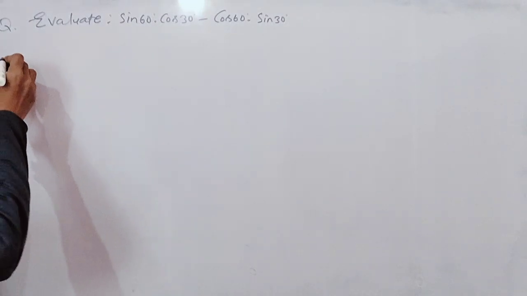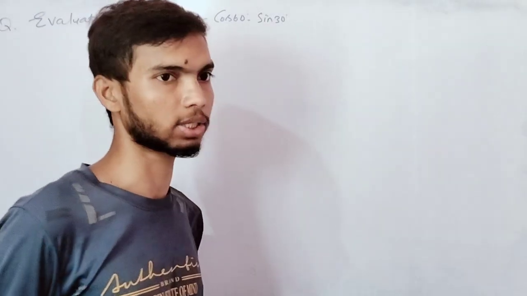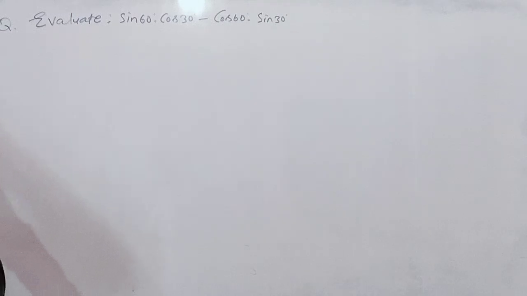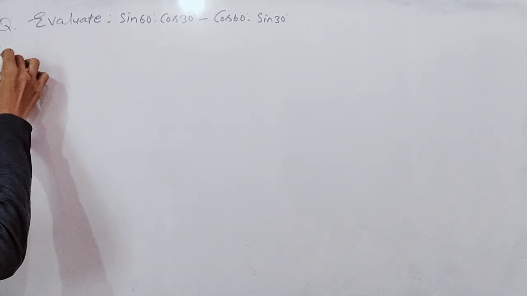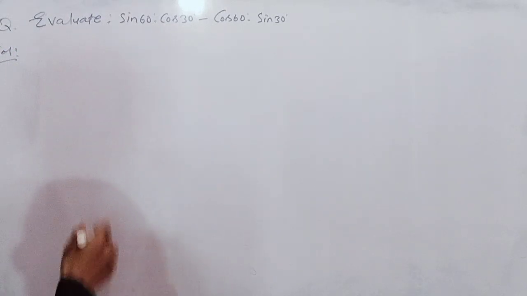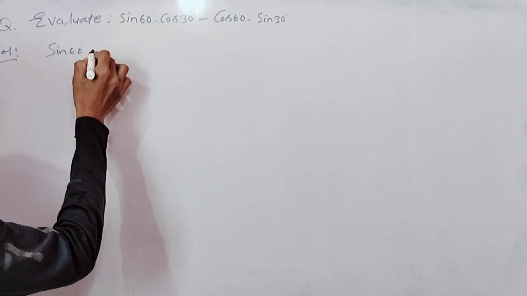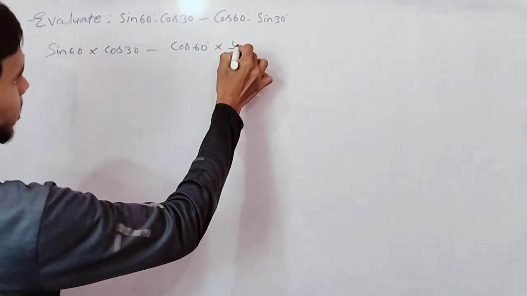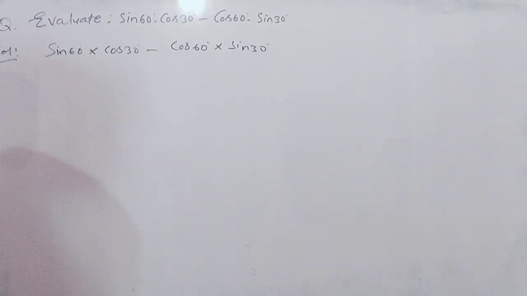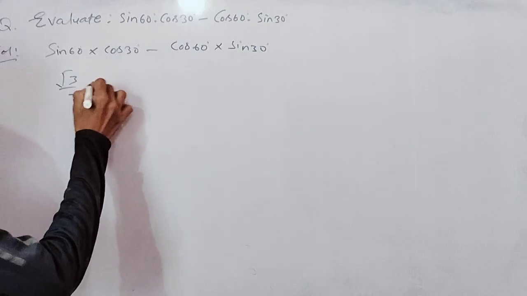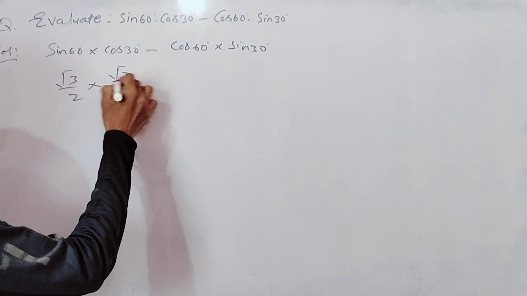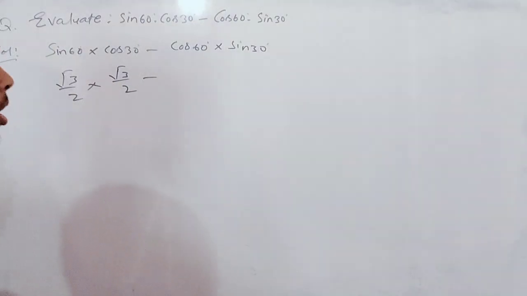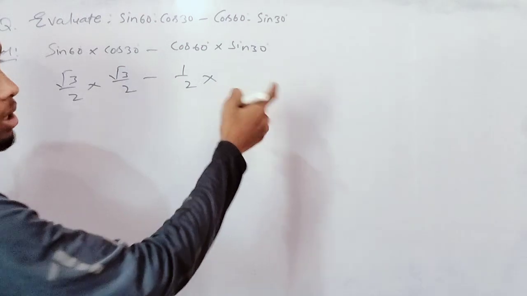It is very easy. Just put the value of sin 60, value of cos 30, whatever you know, but those ratios should be right. We have to substitute sin 60, cos 30, cos 60 multiplied by sin 30. Value of sin 60 is root 3 upon 2, multiplied by cos 30, root 3 upon 2. Cos 60 is 1 by 2, sin 30 is 1 by 2.